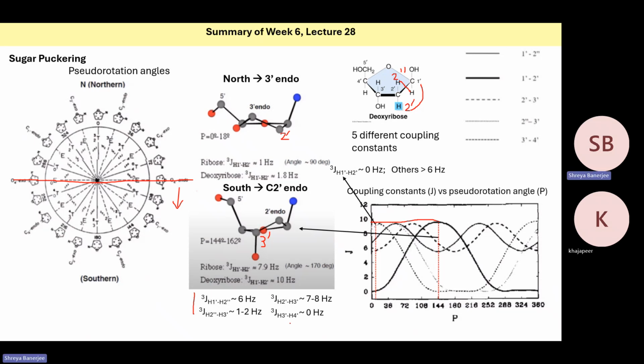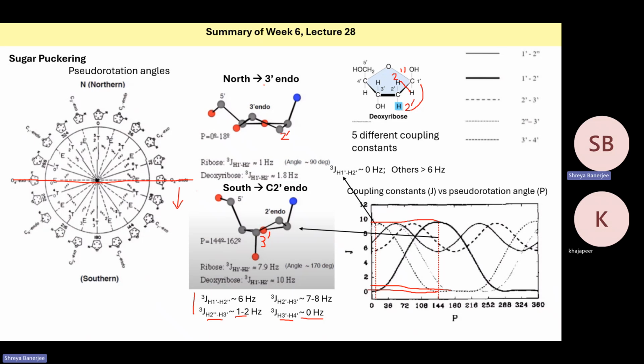The interesting part is that 2 double prime 3 prime, which is this dotted line, and 3 prime 4 prime, which is this line, are very low. They are like 1 to 2 hertz or 0 hertz. So these coupling constants are very low, and normally this is not observed. Such low coupling constants in 2D spectra are not able to be differentiated.